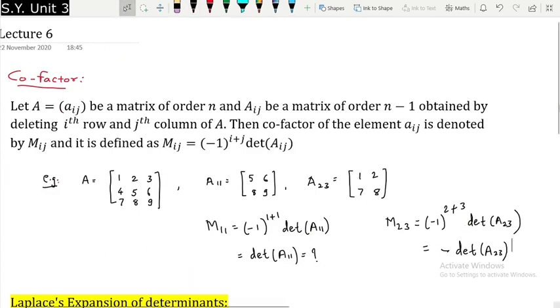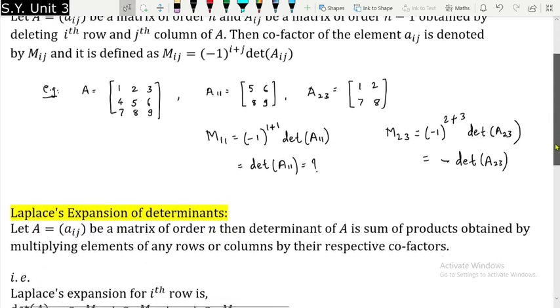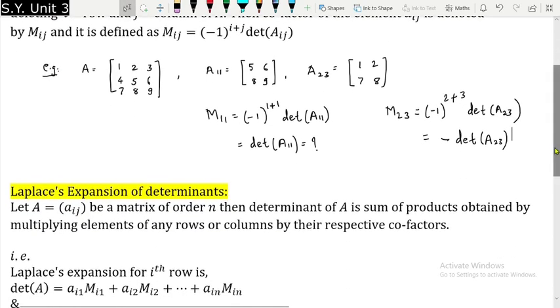Now the next definition we are going for is the Laplace expansion of determinants, and it is very important. Till now, whatever definition of determinant you have studied and used in your classes, you are finding the determinant with the help of the first row. Whenever you have a matrix, we use the first row in order to find the determinant. But that is only for simplicity. Actually, you can find the determinant with the help of any row and any column. So it is not necessary that you should use the first row only.